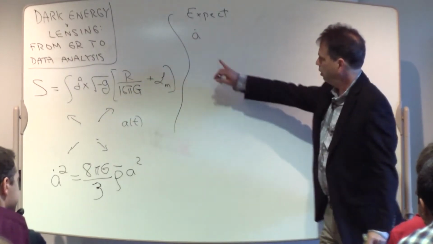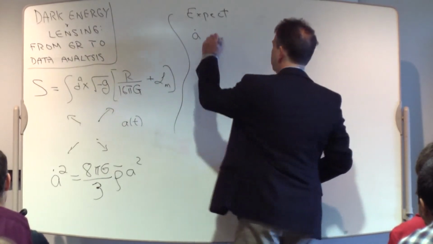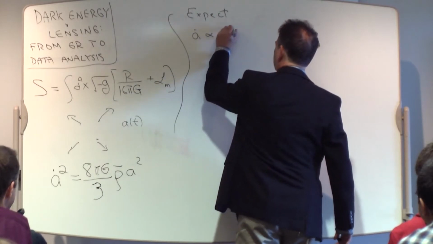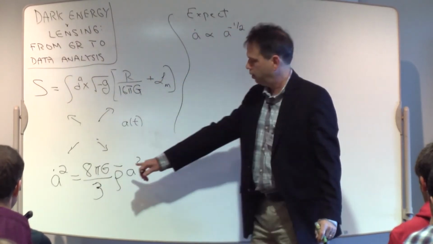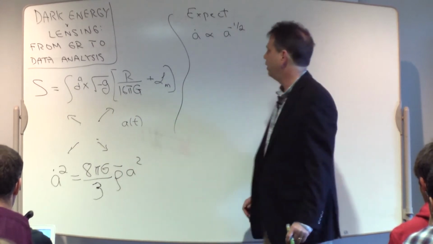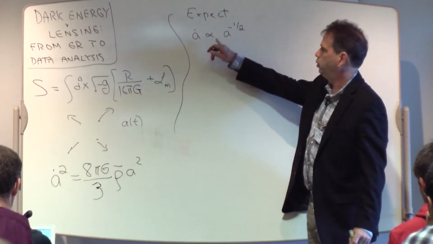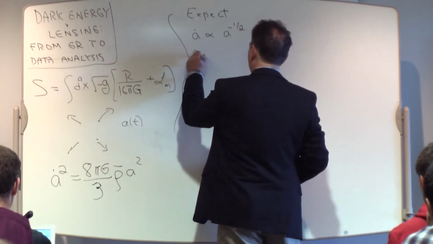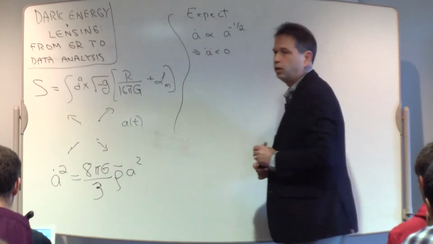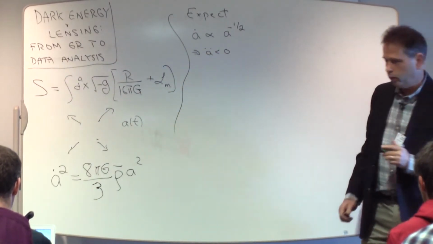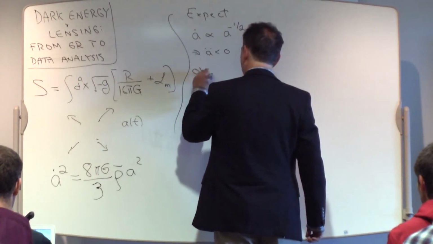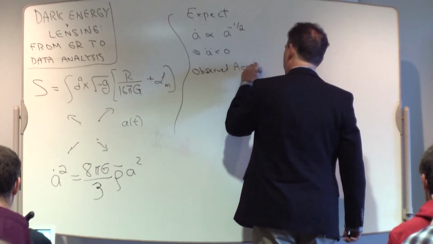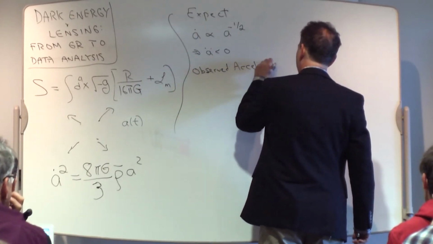What you expect is that the scale factor should increase with time, but that as the universe expands and a gets larger, the rate at which it's increasing should fall as a to the minus 1/2 power, right? This is minus 3, this is 2, minus 1, square root of that. So what that means is as the universe gets larger, you expect the rate of expansion to decrease. That is, you expect a double dot to be less than 0. You expect deceleration. In fact, what we observe is acceleration. We're able to observe how distances have evolved with time, and we have observed that the universe is accelerating.